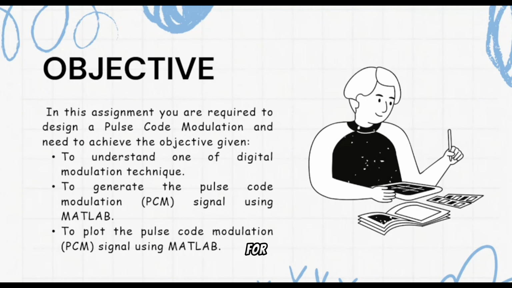The objective for this assignment is, first, to understand one of the digital modulation techniques. Second, to generate the pulse code modulation PCM signal using MATLAB. And lastly, to plot the pulse code modulation PCM signal using MATLAB.